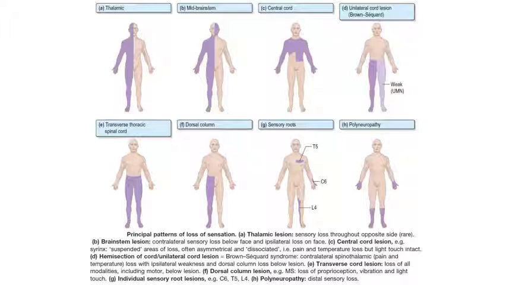In case of dorsal column lesions, as in multiple sclerosis, loss of proprioception, vibration, and light touch occurs below the level of the lesion. And there is also the dermatomal sensory loss, where a certain area supplied by a specific nerve root is affected. In case of polyneuropathy, which is the lower right diagram, stocking and glove hypesthesia occurs, or distal sensory loss.